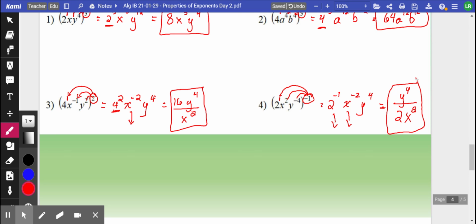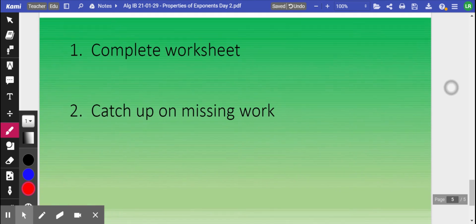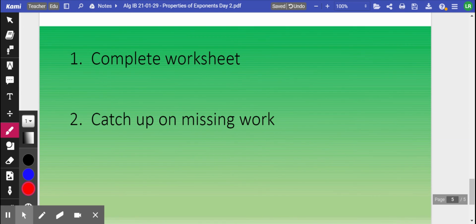Okay. All right. What you need to do is we have a short worksheet that you're going to complete. So go ahead and complete the short worksheet. Make sure you are catching up on any missing work, including the assignment from yesterday that dealt with this material.